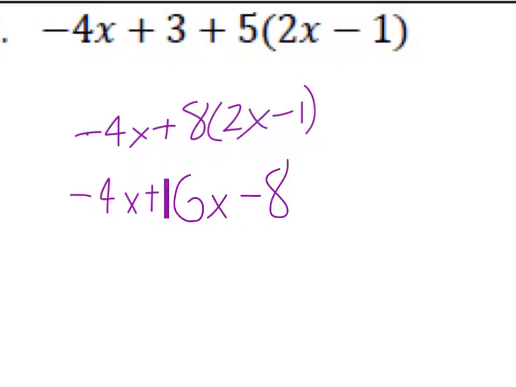if I combine like terms, that'd be no. I'm just simplifying it. Got it? I don't think I did. All right, bam.